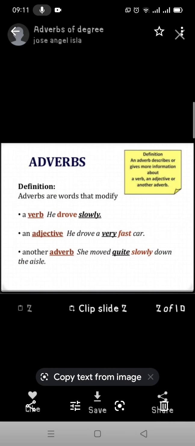As you know, adverbs are a part of speech and they are describing words. They give information about a verb, an adjective or another adverb. Or in other words, we say adverbs are words that modify a verb, an adjective or another adverb.